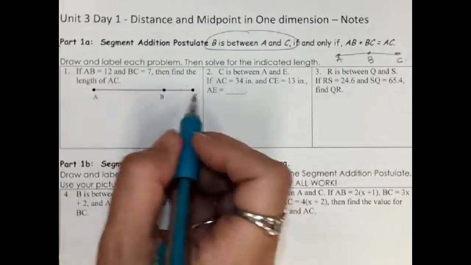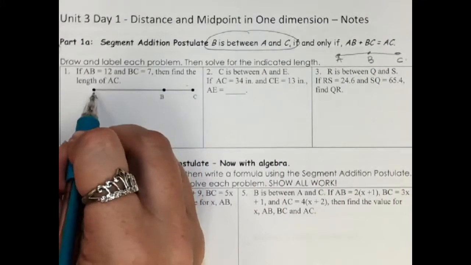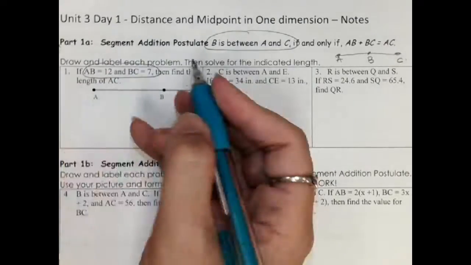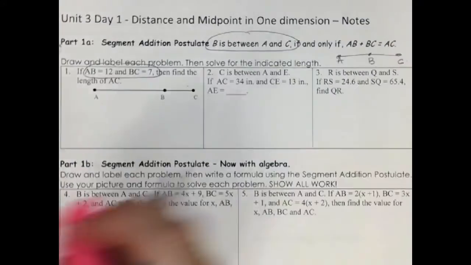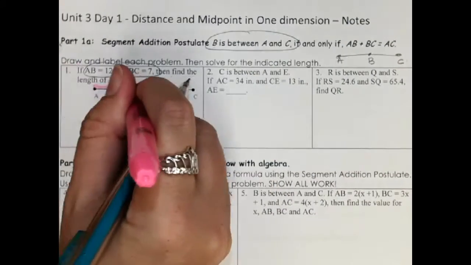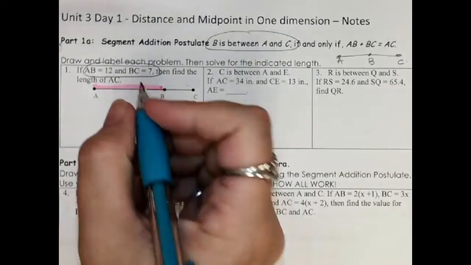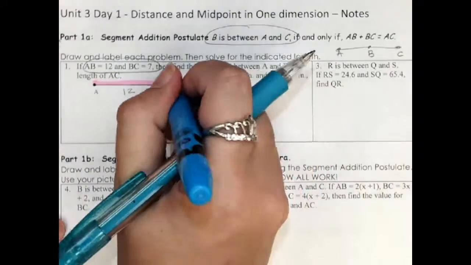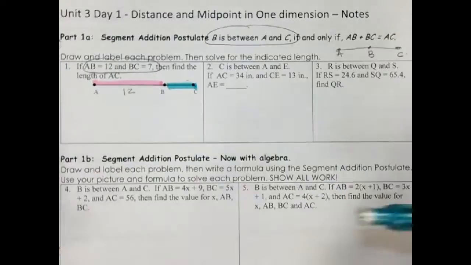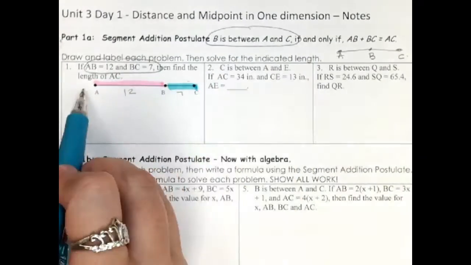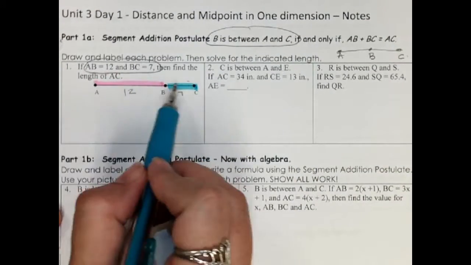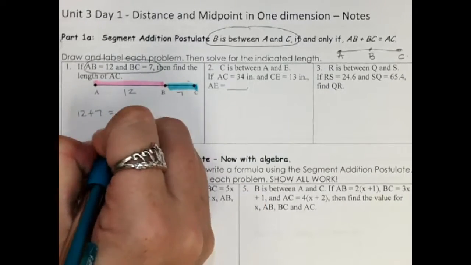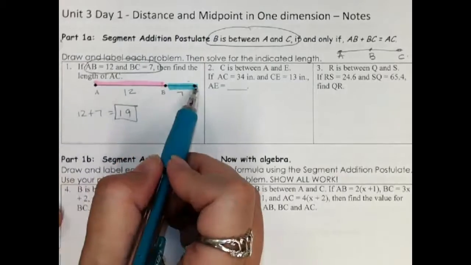So here I have this one drawn out for you, and it tells us what each one of these things is. AB and BC. So A to B, from here to here, is 12, and it tells me from here to here is 7. And this should look like a problem you've seen before. If I know this is 12 and this is 7, I need to add those together, and I get 19. That's how long the whole thing is.